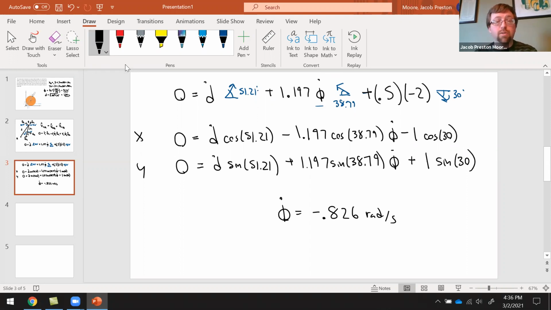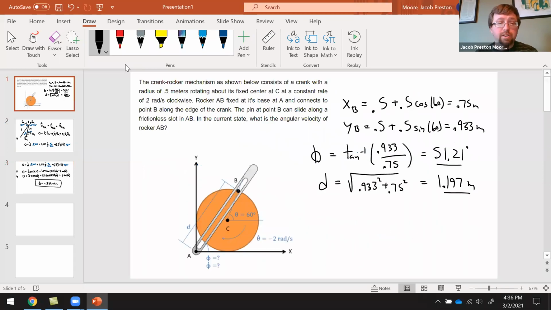So this is the number we are looking for. This is the rate of rotation of arm section AB. It is rotating at -0.826 radians per second, which means that phi is getting smaller. The way we've measured it, if this is rotating clockwise, you'd expect B to be going down, and so phi to be getting smaller. That makes sense. All right, so that's all we have for this example.